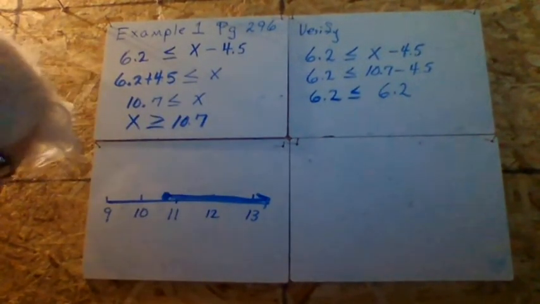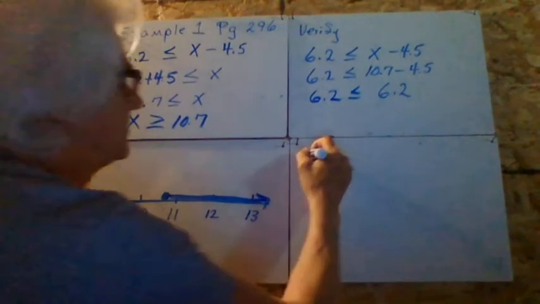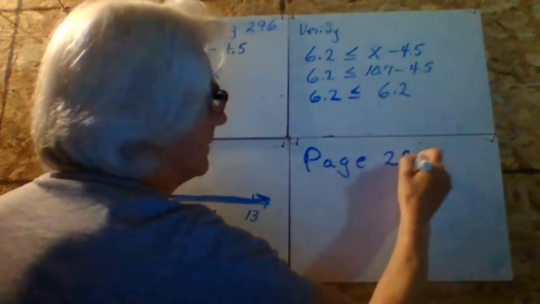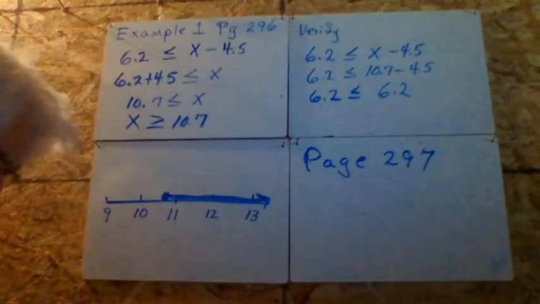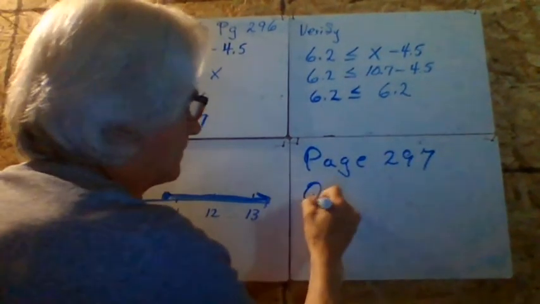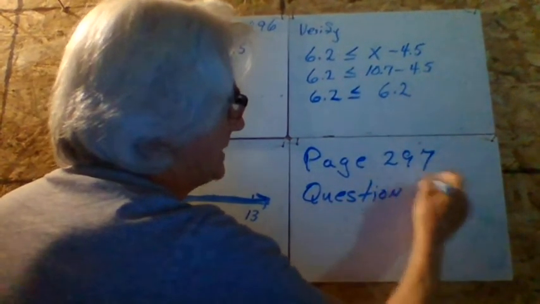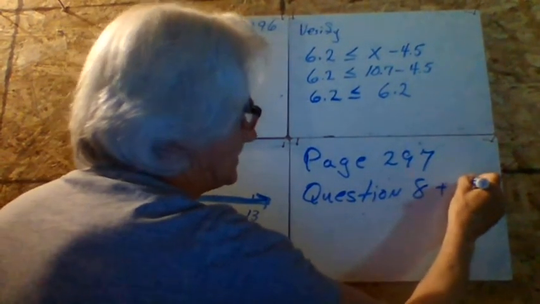So the questions I want you to do now, page 297. Questions 8 and 9.